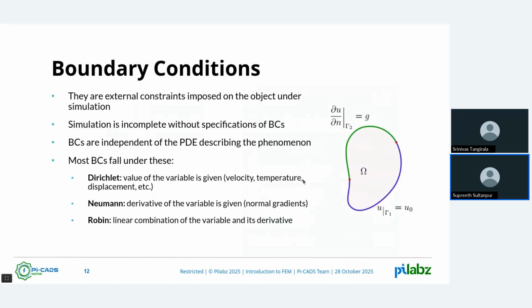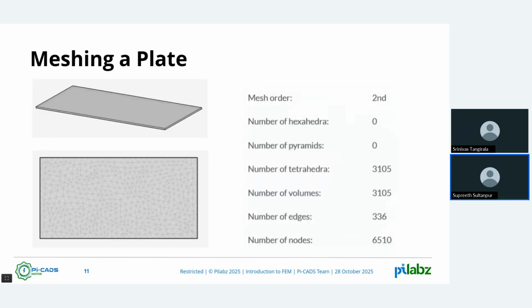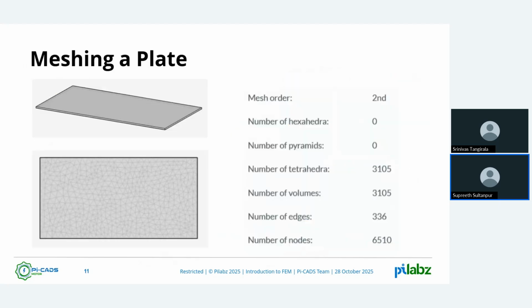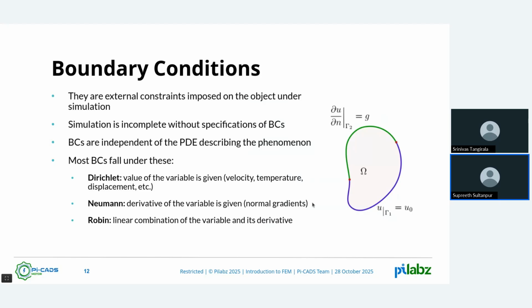Yeah. So as I showed in the workflow, first you import the model, you mesh, then you apply boundary conditions, right? So once you mesh, then you apply boundary conditions. As I said earlier, these are external constraints imposed on the model under analysis. These are a must, because if you don't specify these, the problem becomes undefined. So for example, let's say you have a cantilever beam, right? So your FEM must know what the constraints on that cantilever beam are.